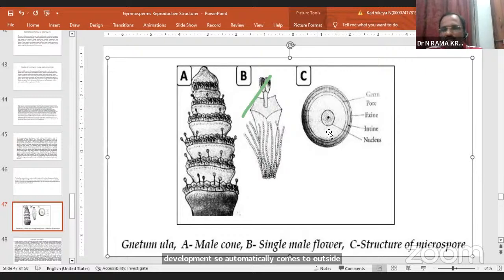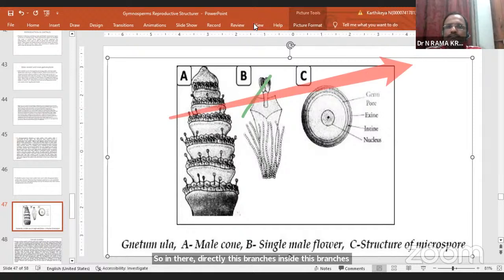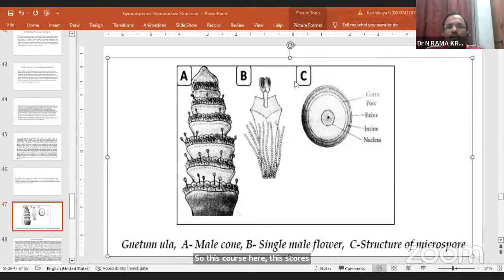Now you see here, this one is pollen grains. Inside the sporangium, we are looking at the spores. These spores are produced, and now we call these pollen grains. The development of this microsporangium is also eusporangiate.